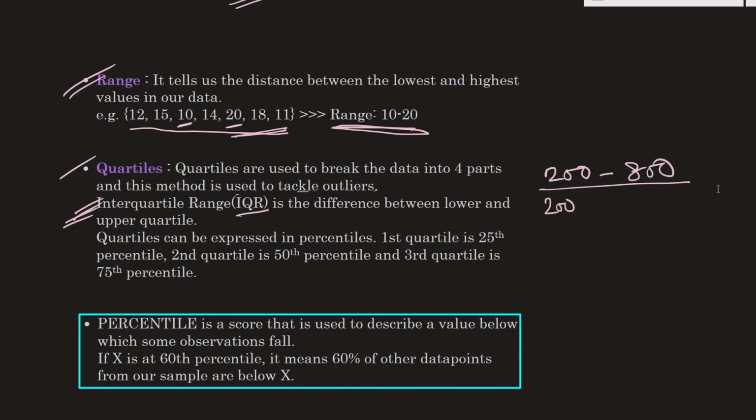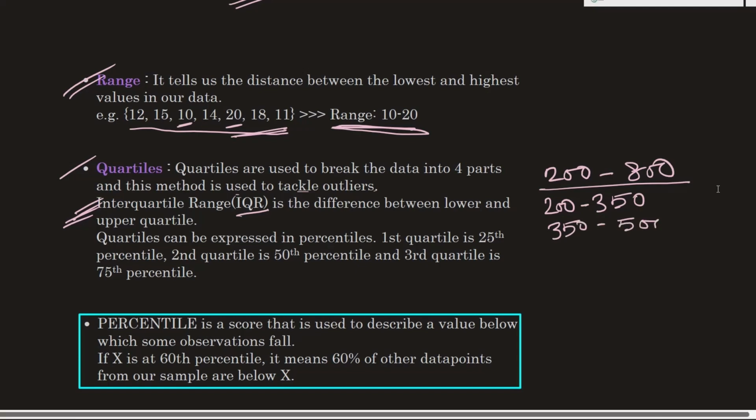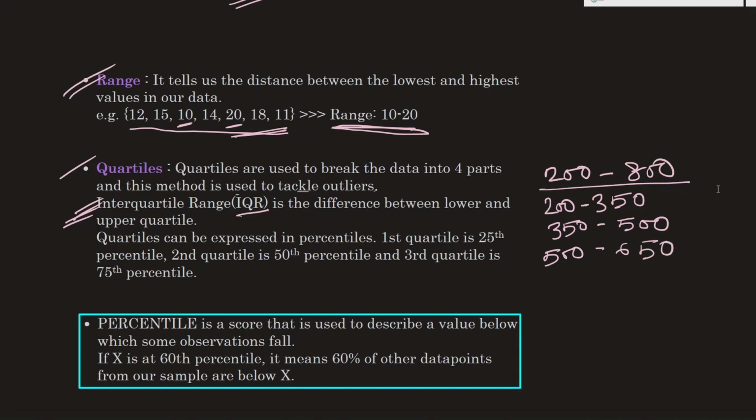So starting from 200 to 350 will be the first quartile. From 350 to 500 will be the second quartile. From 500 to 650 will be the third quartile. And from 650 to 800 will be the fourth quartile.